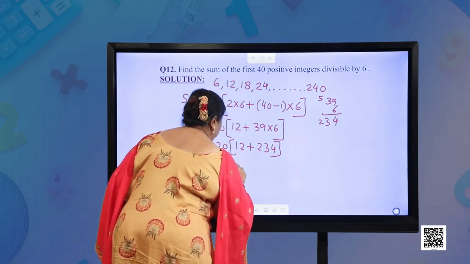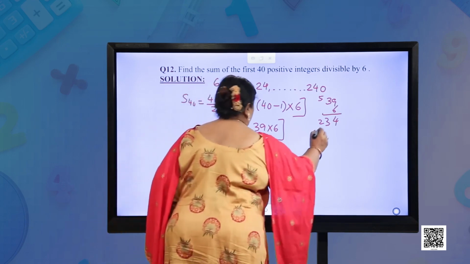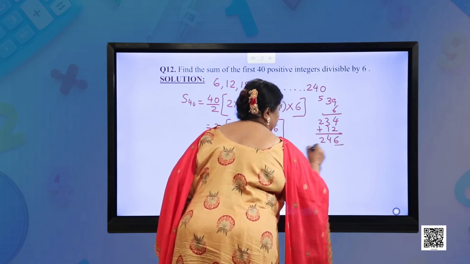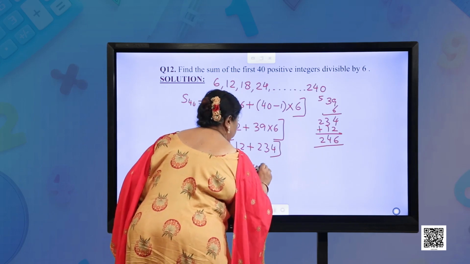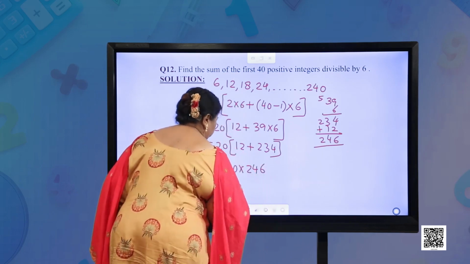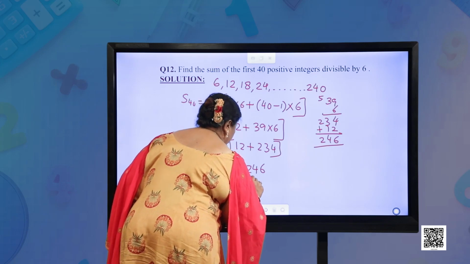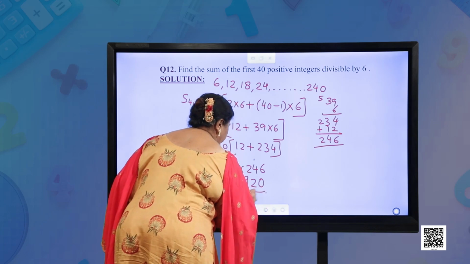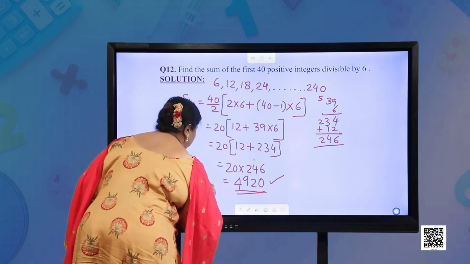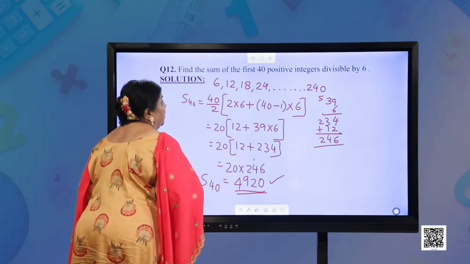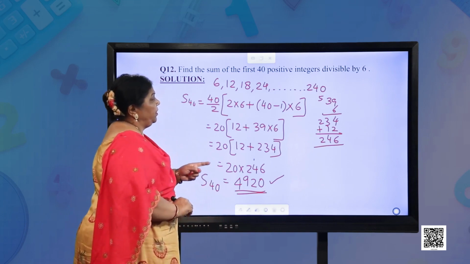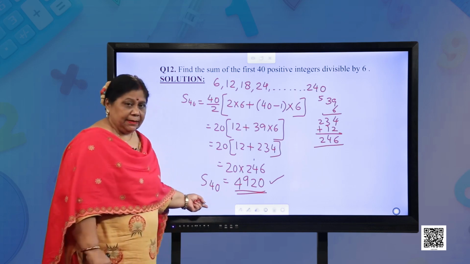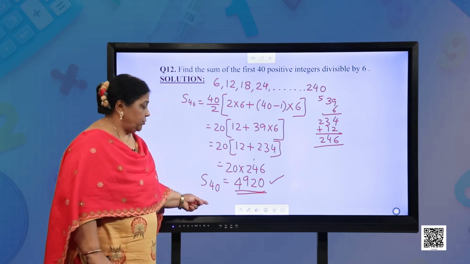We get 20 into 246. So, if I multiply 246 by 20, I get 2 6 are 12. Yes, 4920 is the sum of first 40 positive integers divisible by 6. I hope it is clear. Let us do the next one now.